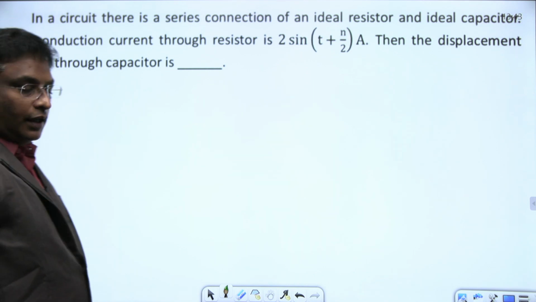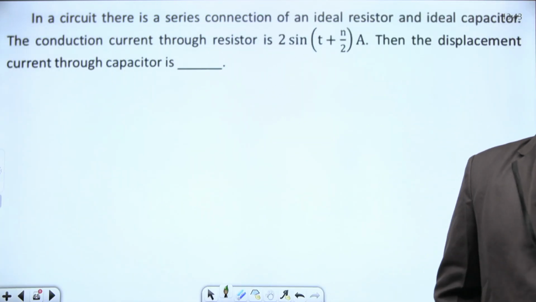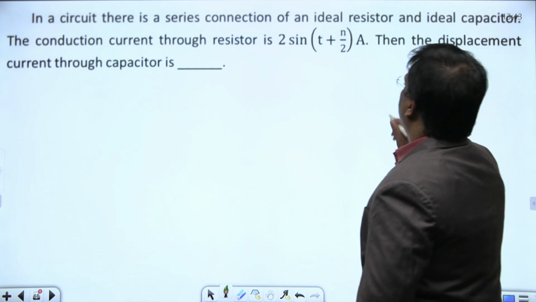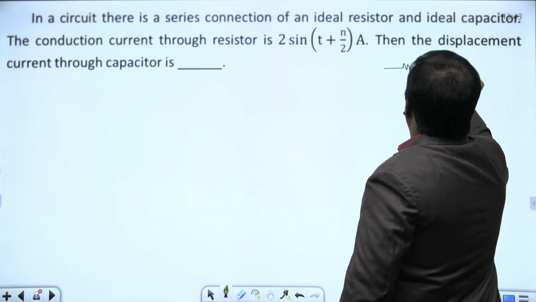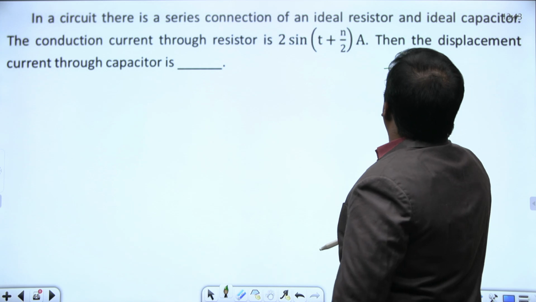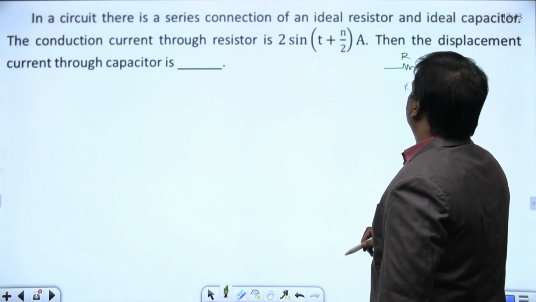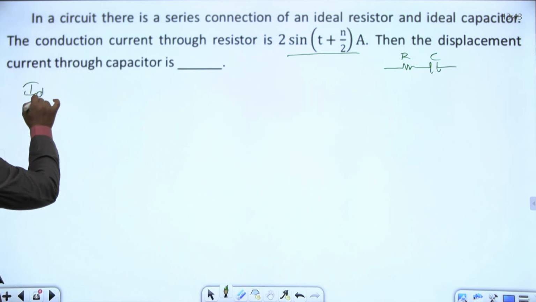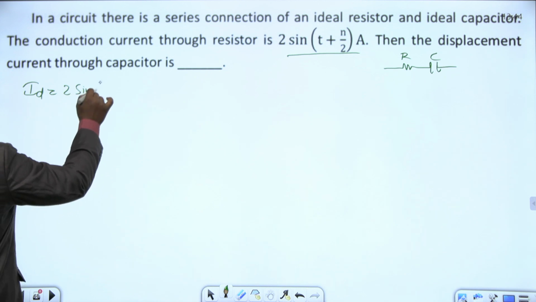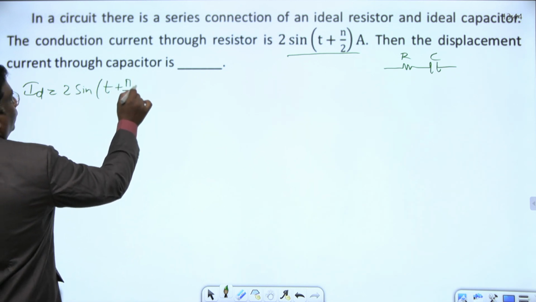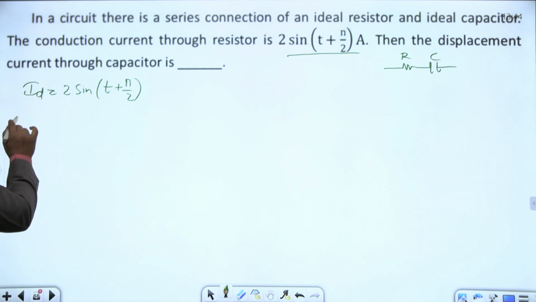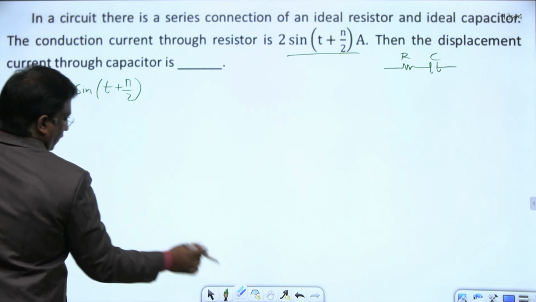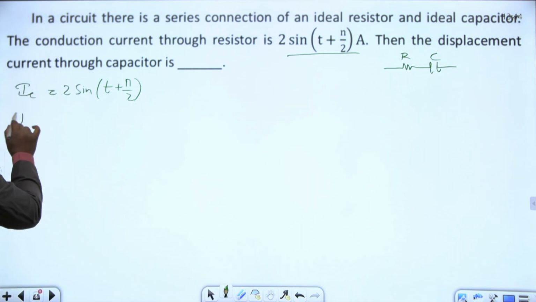Okay, last question. A circuit that is a series connection of an ideal resistor and an ideal capacitor is given. Series connection of ideal resistor, ideal capacitor, RC. The conduction current through the resistor is given, IC, as 2 sin of t plus pi by 2 amperes. Then they are asking for the displacement current, ID.